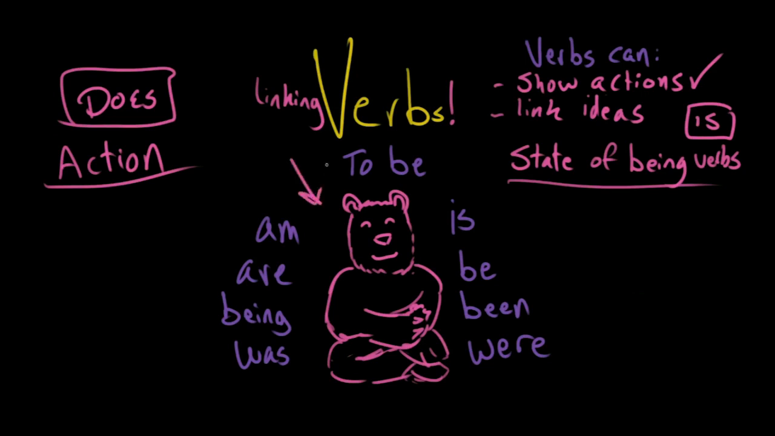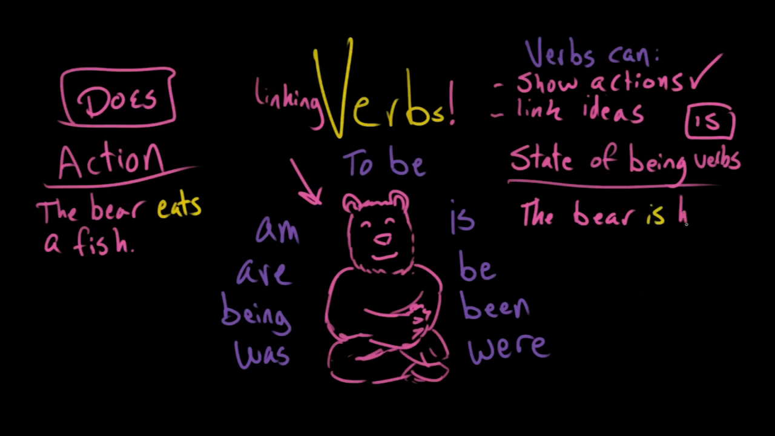Let's bring it back to this bear. Let's think of an action for this bear to do. What is a bear-like thing to do? The bear eats a fish. That's an action. That's something the bear is doing. The bear is hungry, however, is not something the bear is doing, it's something the bear is. So is here is connecting the word hungry to the word bear. It's linking it.